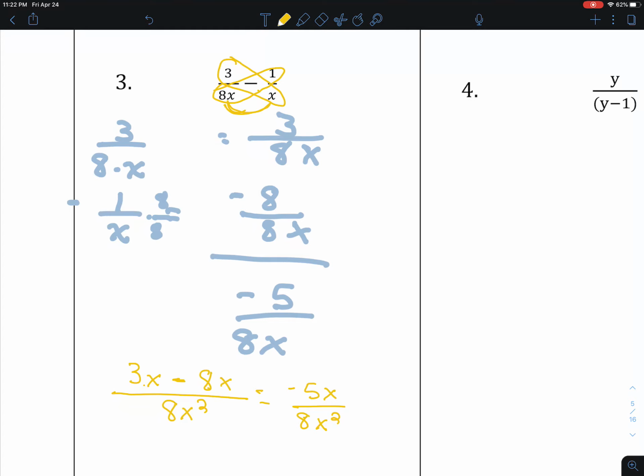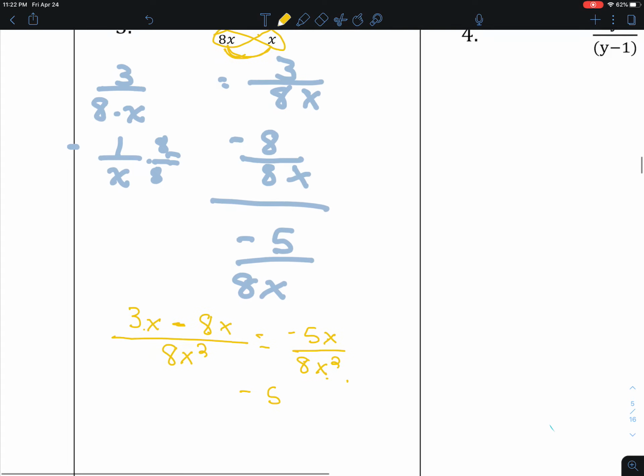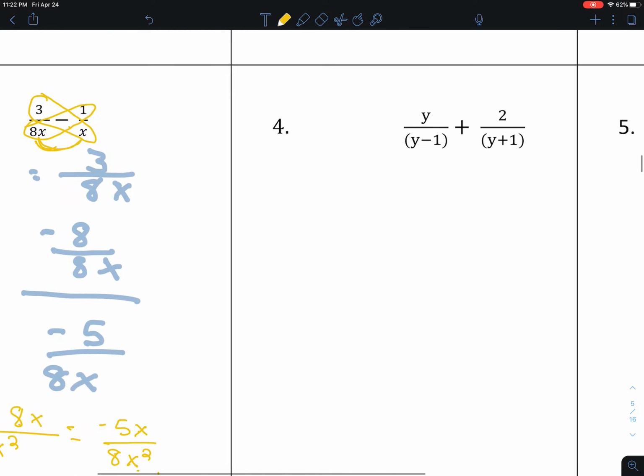Now this time we do have an extra step because I have to simplify x over x squared. So that becomes negative 5 over 8x, which is the same thing we have here. So these are 2 different methods that we could use to solve this problem.